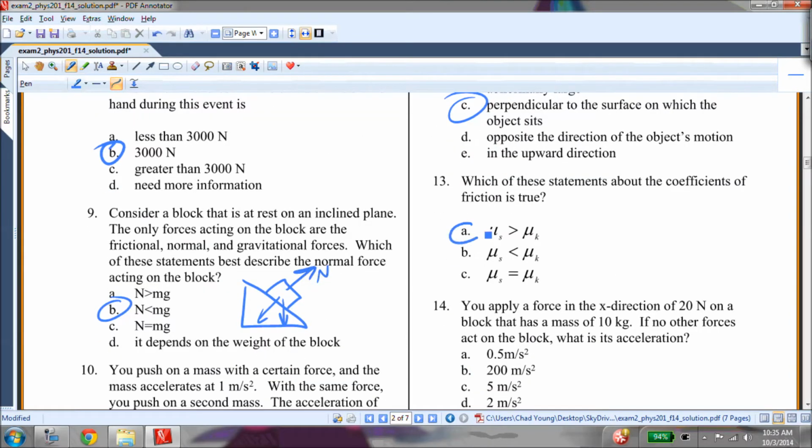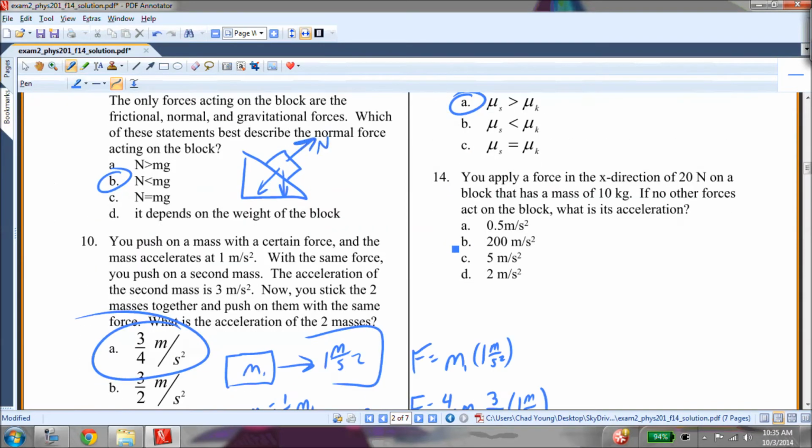Mu s is almost always greater than the kinetic frictional force. And here I have a certain force, F equals ma, simple calculation here: 20 newtons equals 10 kilograms times a, so a is equal to 2 meters per second squared. D is the right answer.